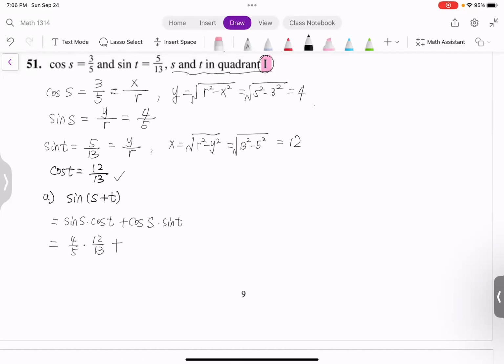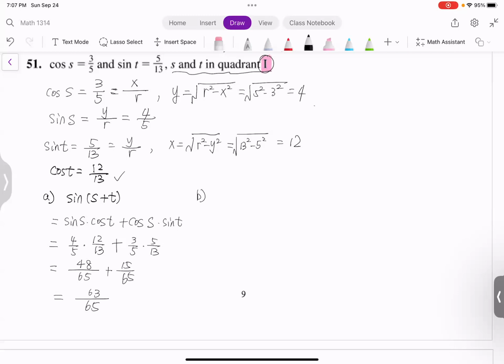And then plus cosine s, 3 over 5, and sine t. What is sine t? It's given as 5 over 13. And then let's do the computation. That's 48 over 65 plus 15 over 65. They have 65 on the bottom, and on the top we have 63. So this is the value of sine of s plus t.